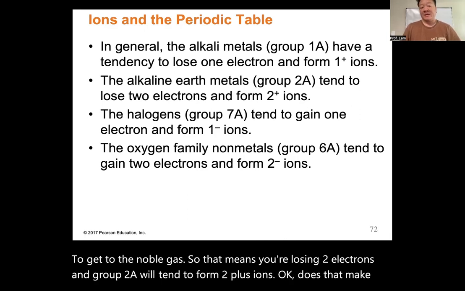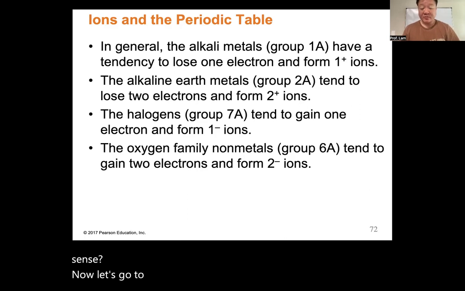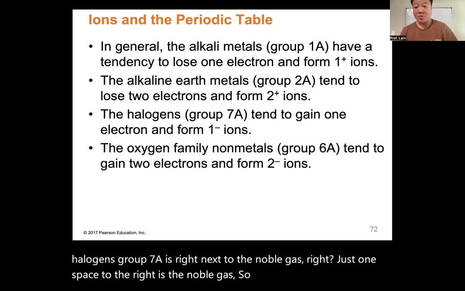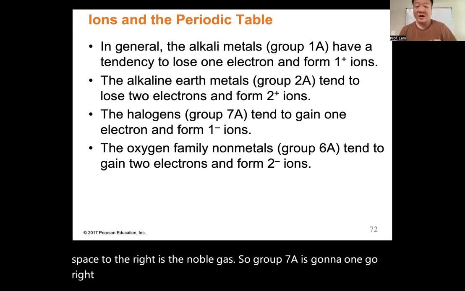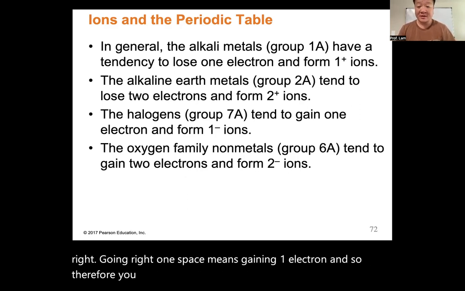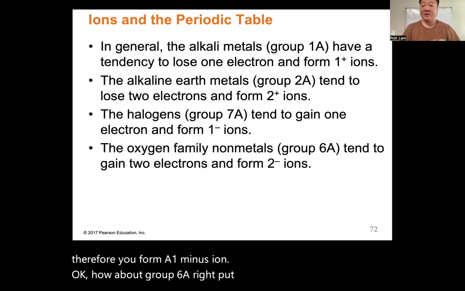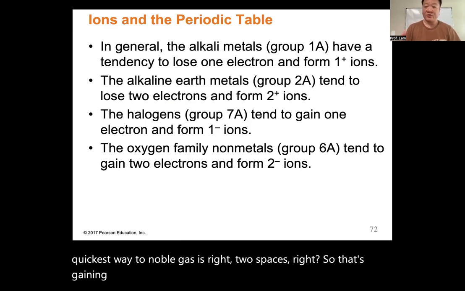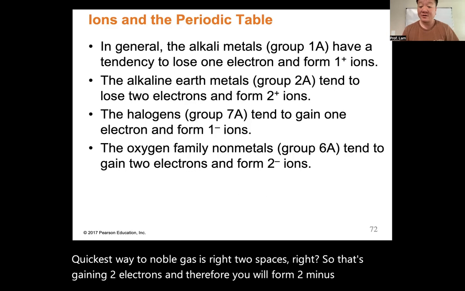All right. Now, let's go to the right side of the periodic table, right? So the halogens. Group 7A is right next to the noble gas, right? And just one space to the right is the noble gas. So group 7A is going to want to go right. Going right one space means gaining 1 electron, and so therefore you form a 1- ion. Okay. How about group 6A? Put your finger on that. Group 6A, quickest way to the noble gas is right, 2 spaces. All right, so that's gaining 2 electrons, and therefore you will form 2- ions.